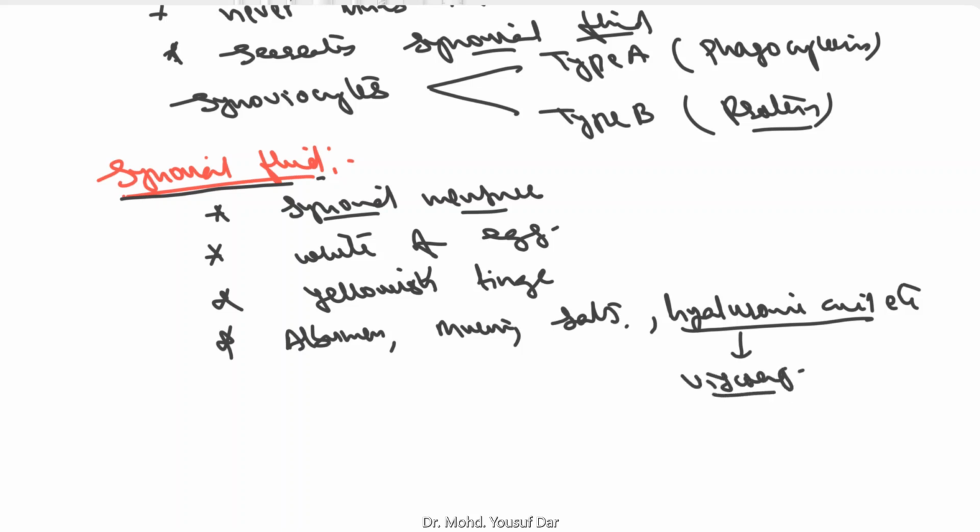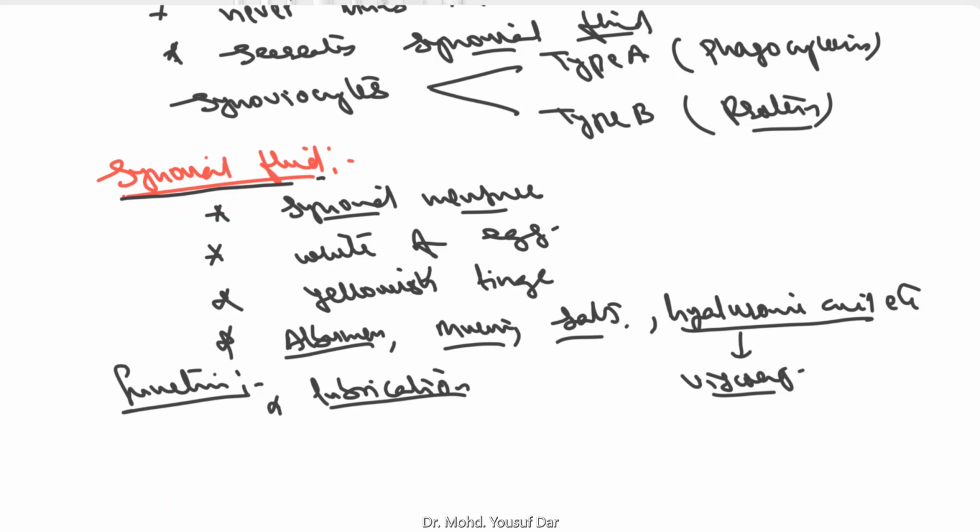So the synovial fluid contains albumin, mucin, salts and hyaluronic acid. So what is its function? What is the function of the synovial fluid? It plays a very important role in lubrication. That means it reduces the friction. It acts as a lubricant. Second, it plays a very important role in nutrition. And third, it acts as a cushion. This minimizes the pressure during the movement of the joint.